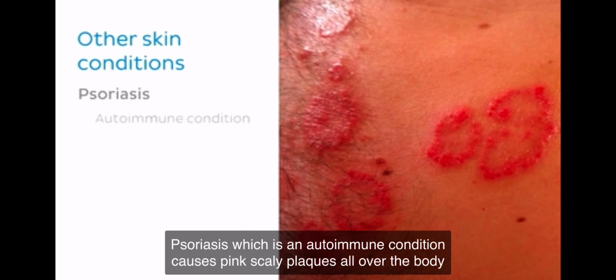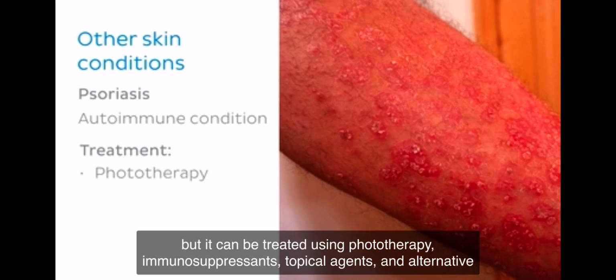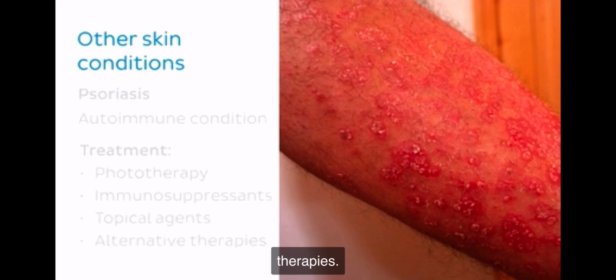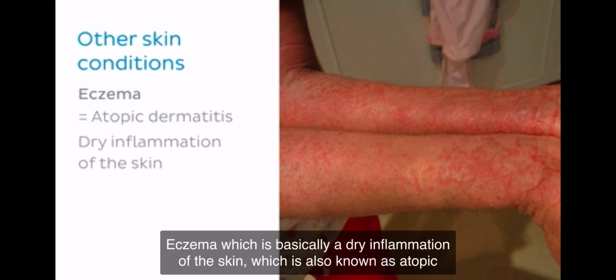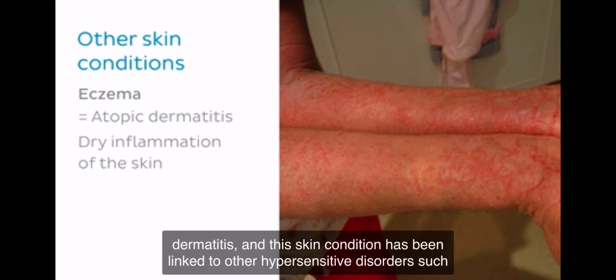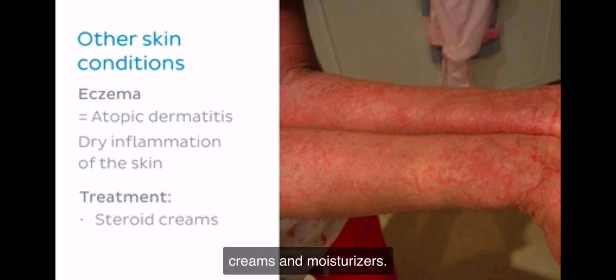Psoriasis, which is an autoimmune condition, causes pink scaly plaques all over the body, but it can be treated using phototherapy, immunosuppressants, topical agents, and alternative therapies. Eczema, which is basically a dry inflammation of the skin. It is also known as atopic dermatitis, and this skin condition has been linked to other hypersensitive disorders such as asthma and hay fever, and it can relatively easily be treated with the use of steroid creams and moisturizers.